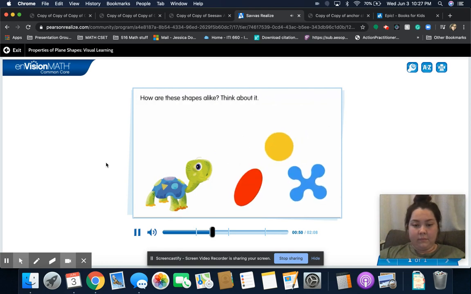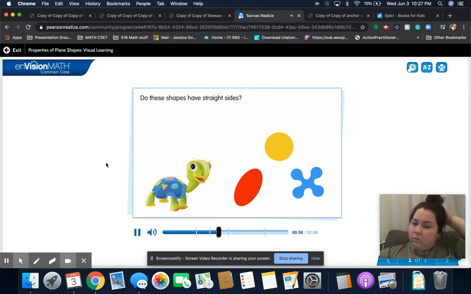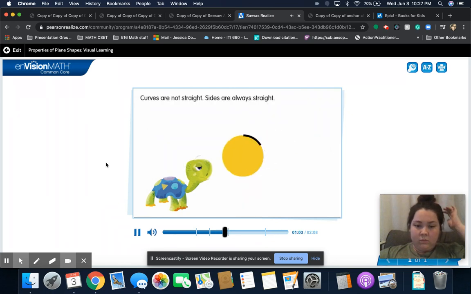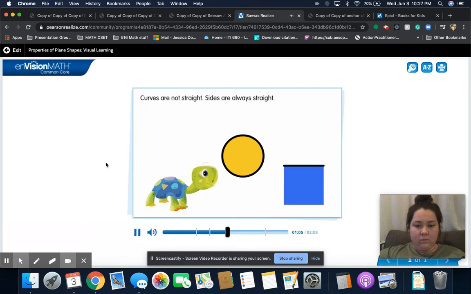How are these shapes alike? Think about it. Do these shapes have straight sides? No, these shapes all have curves. Curves are not straight. Sides are always straight.